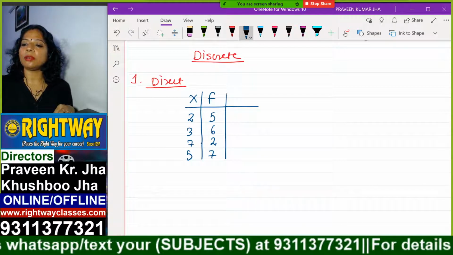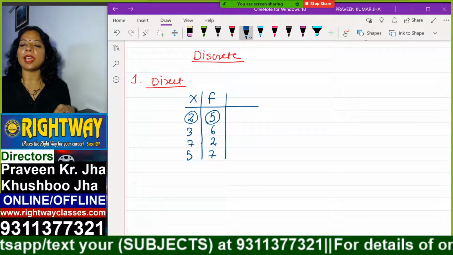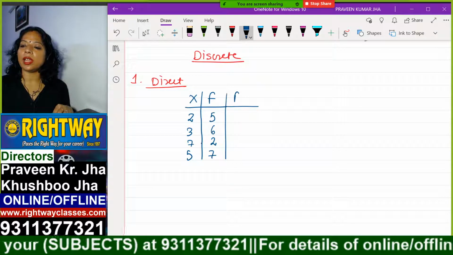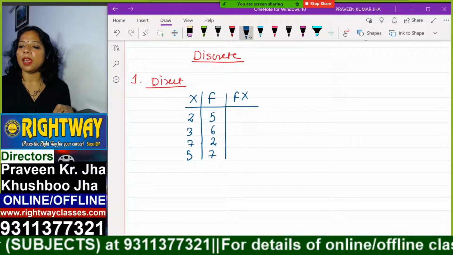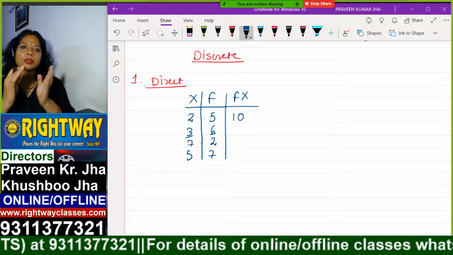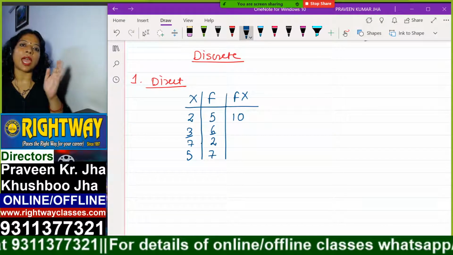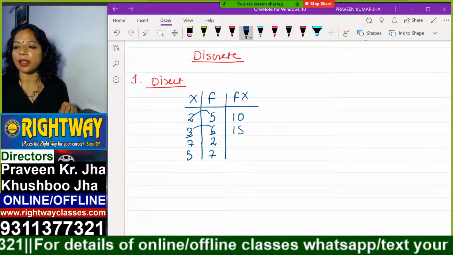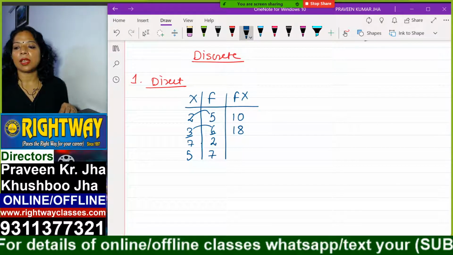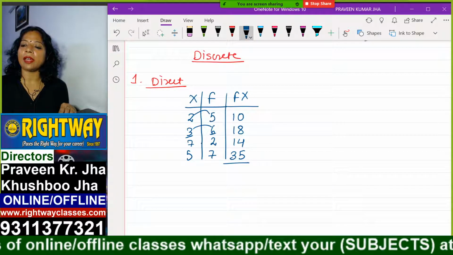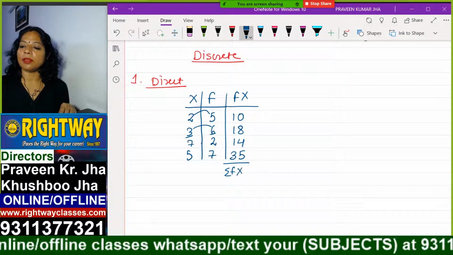So what does this mean? That 2 is coming 5 times. So how many 2s are there? 5 2s are there. So the total for 2 in the summation will be 5 2s are 10. If 3 is occupying 6 places, and we add all the 3s, it will be just the multiplication of these two, that is 18. 7 2s are 14, 7 5s are 35, and if we add all the things, it will be summation fx.